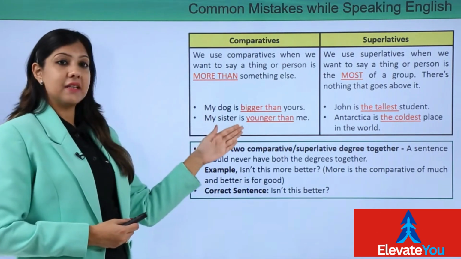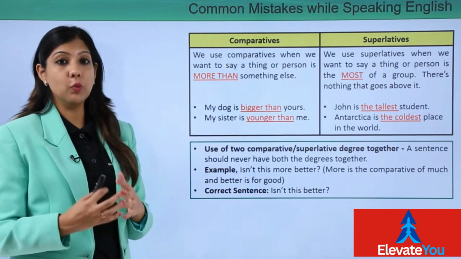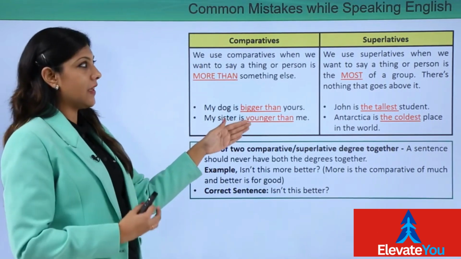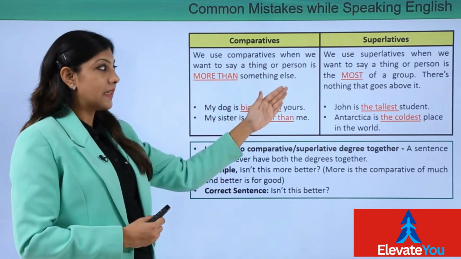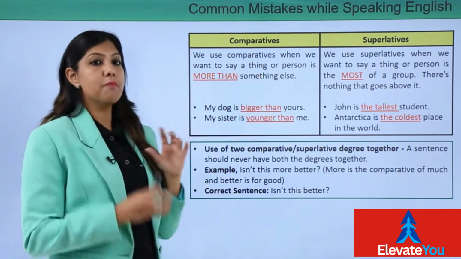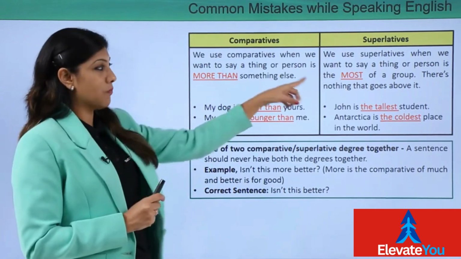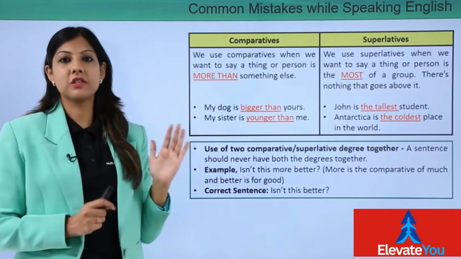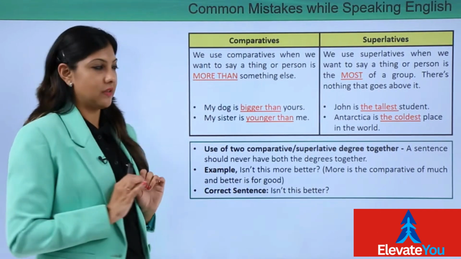Second is my sister is younger than me. Again, a comparison. Younger than whom is a question over here. So again, comparatives is one thing. Superlatives is when we want to say a thing or a person is the most of that particular group. Please realize the way most has been underlined over here. There's nothing that goes above it. So that is the whole and soul, and that's the end point of that particular thing.